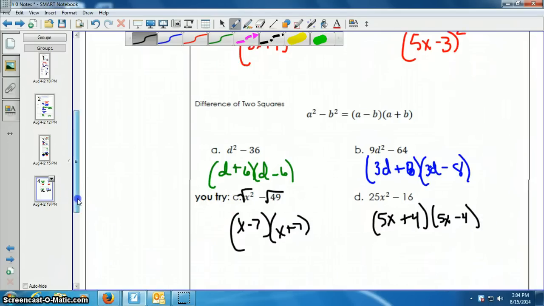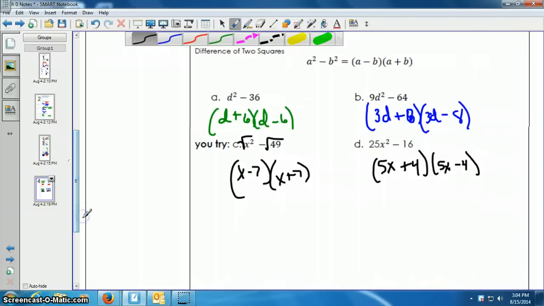So we'll take a lot more time with factoring. Oh, hold on, I'm going to sneeze. Goodness gracious, sorry.